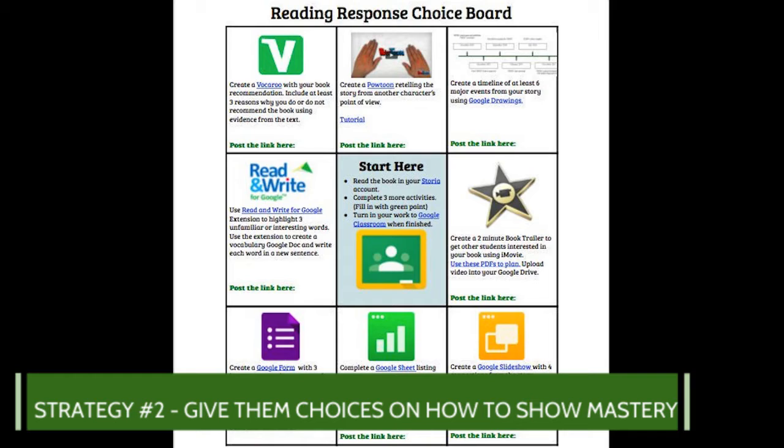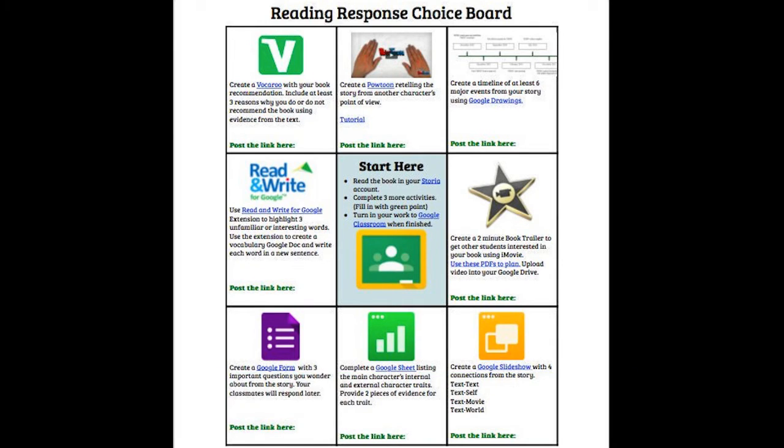And in a virtual setting, you would give them options that would allow them to use the technology that they're using. So you can see right here, this is a reading response choice board. Basically, at the very middle on Google Classroom, this teacher has placed a story that they want the students to read. And then they are given 3 different activities that show that they have read this, that they comprehended it, that they understand it on a higher level. But it's giving them choices.